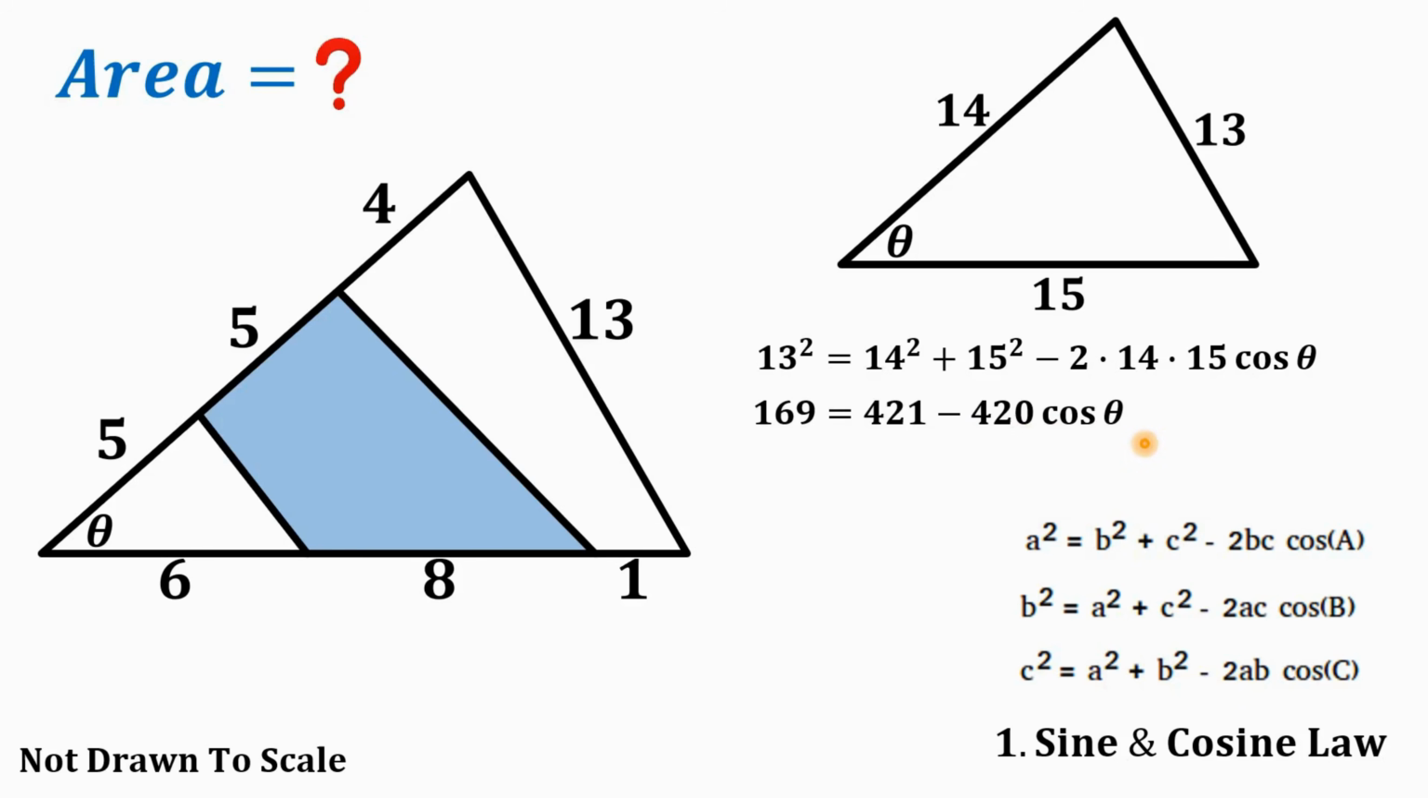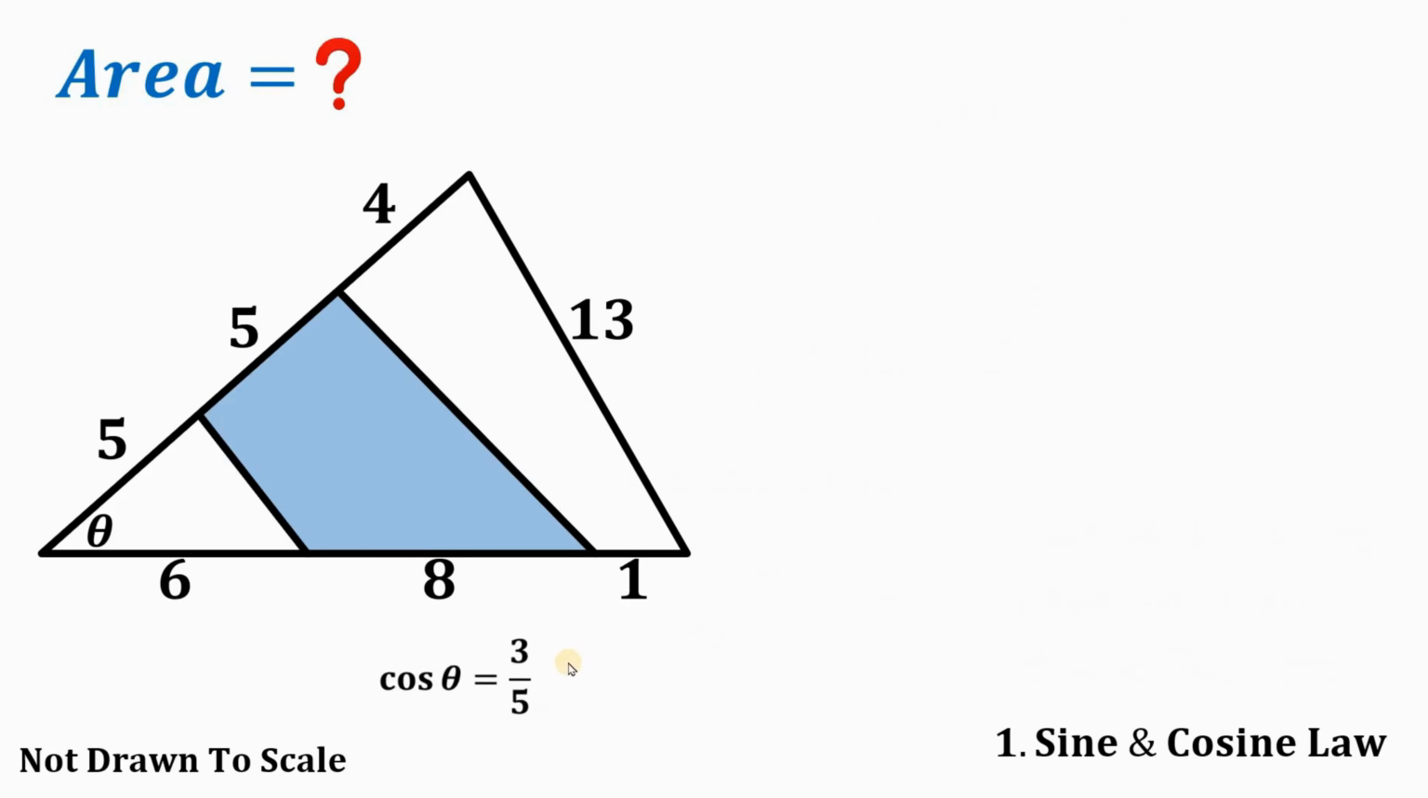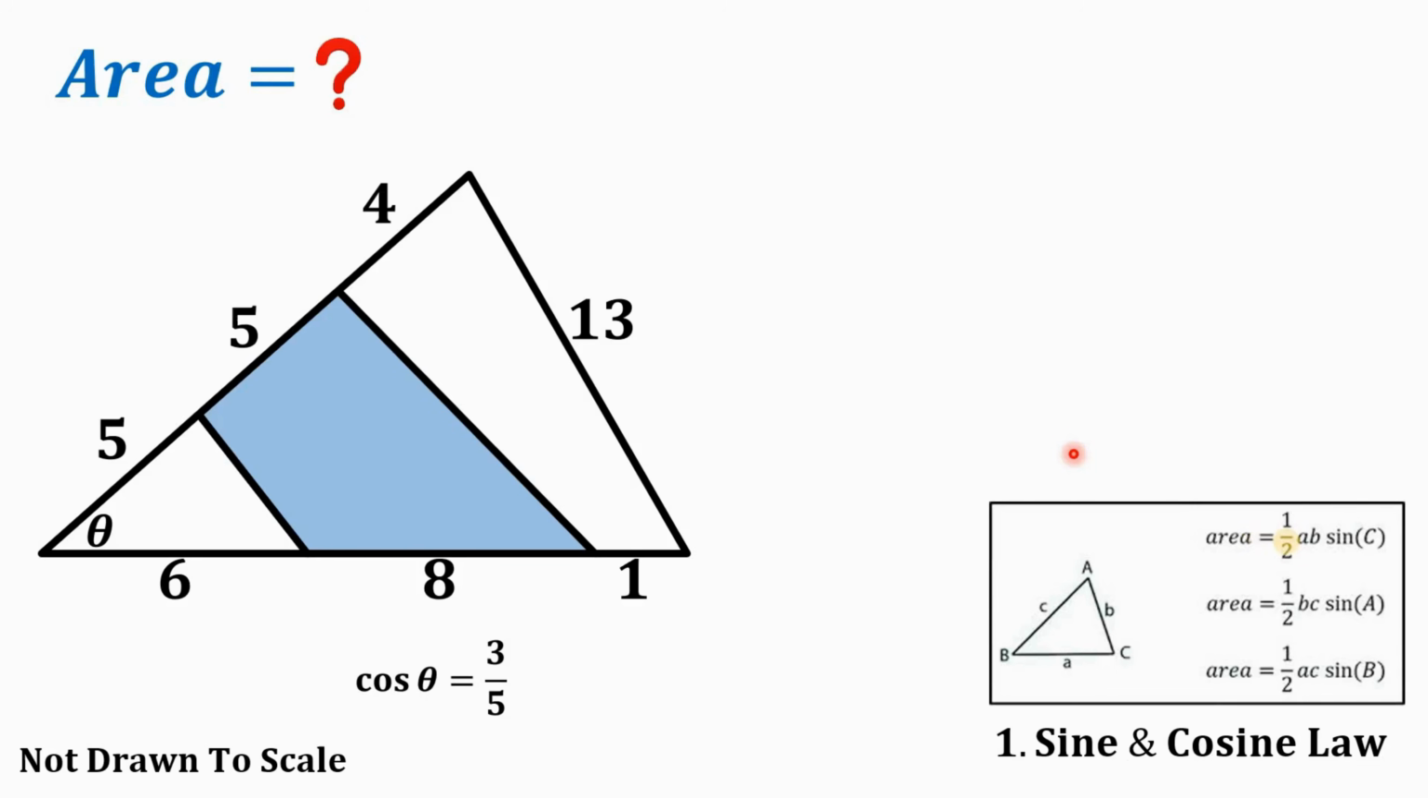We want cosine of theta, so simplify this. Then divide both sides by 420. Simplify, and we get that cosine theta equals 3 over 5. Now let's set aside this result. From here, we are now ready to use the area of the triangle using sine function.